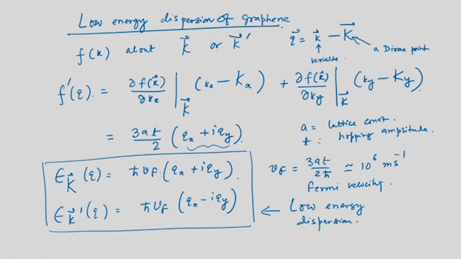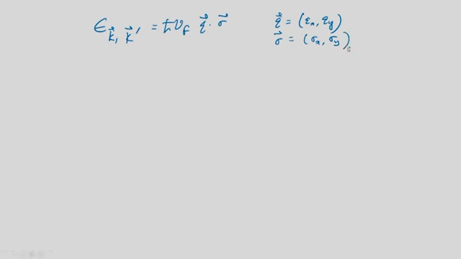So, if we forget that we have done all these exercises and we want to write down the low energy dispersion for graphene, we can write it, for K and K prime combined, as ε equal to ħ v F q dot σ, where q is a two dimensional wave vector and σ denotes the Pauli matrices. So, these are σ x, σ y and σ z of course, but σ z is not important because q itself is a two dimensional vector. So q couples with σ, and this will be q x σ x plus q y σ y.